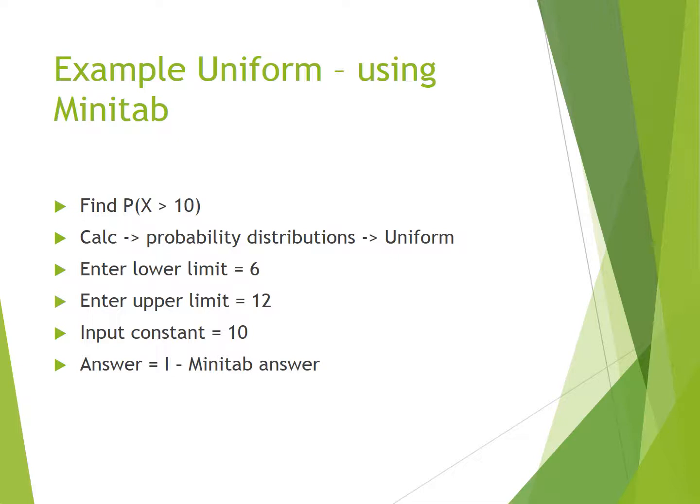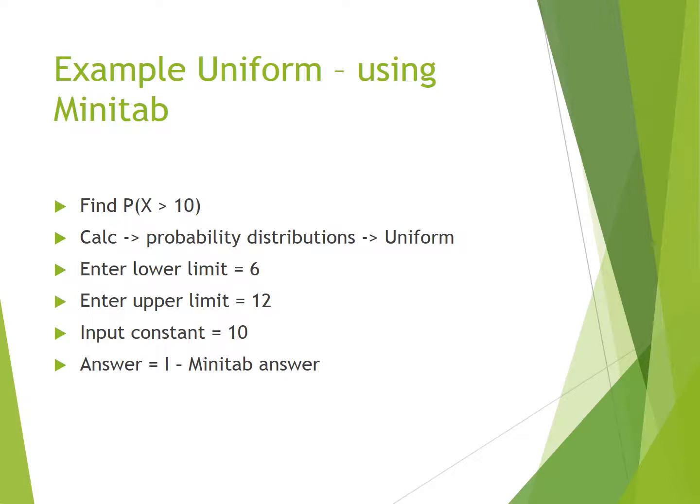To figure out the probability of a uniform distribution, we go to Calc, Probability Distributions, Uniform. And in this case, we only have two possibilities. We no longer have probability. We have cumulative probability or inverse cumulative probability. And for these problems, we're going to use cumulative probability. Remember, we use cumulative whenever we're using greater than or less than.